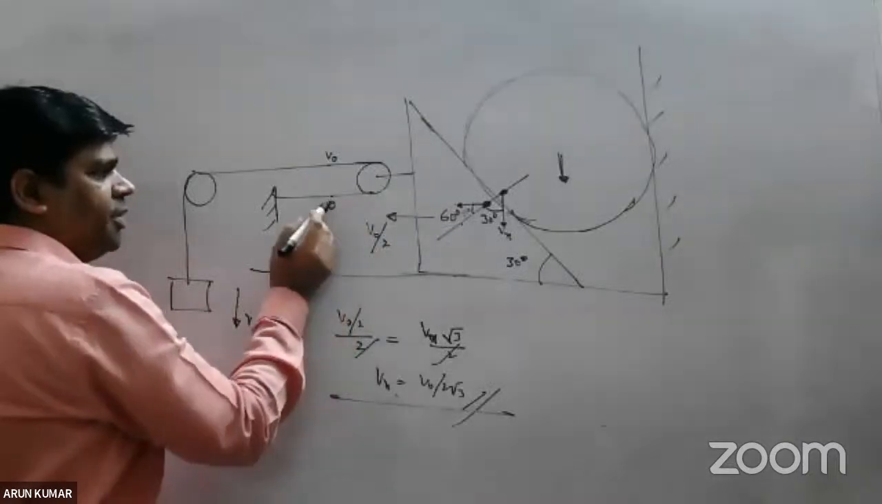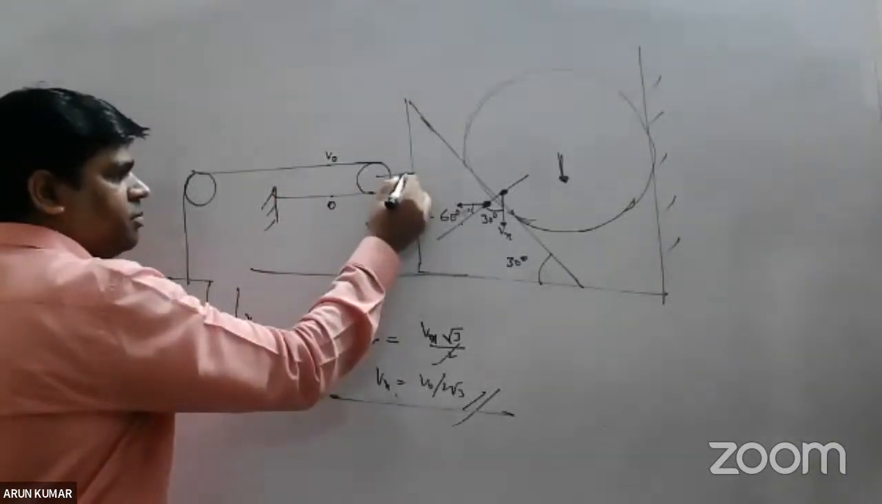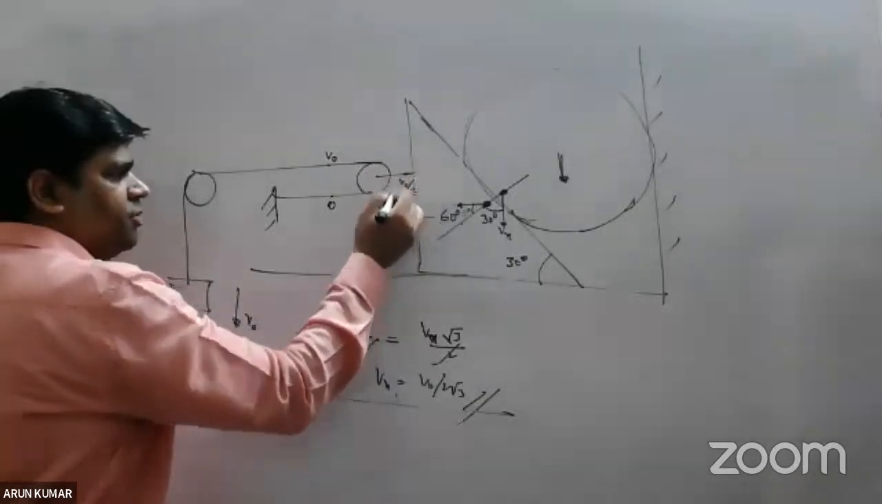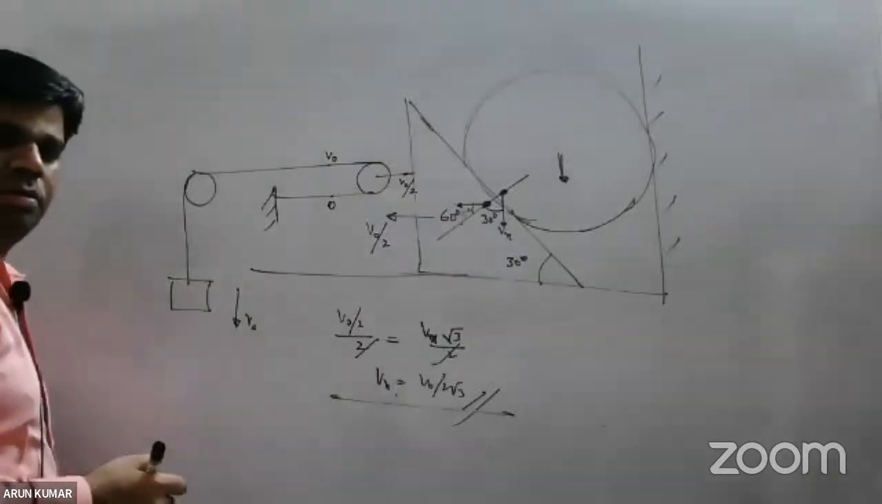So velocity of the pulley will be what? 0 plus v naught by 2 is velocity of this point. So v naught by 2 is the velocity of this point. So velocity of the wedge is v naught by 2. Agreed?